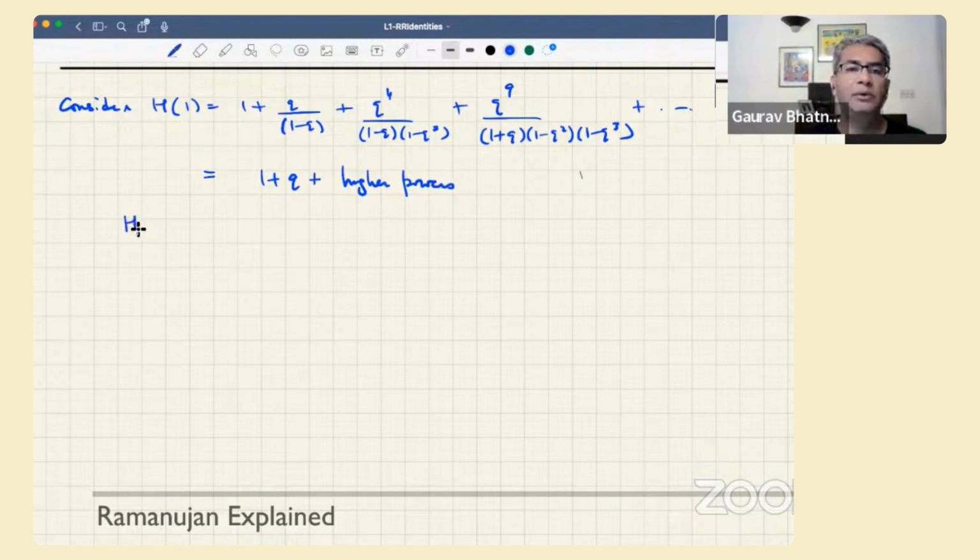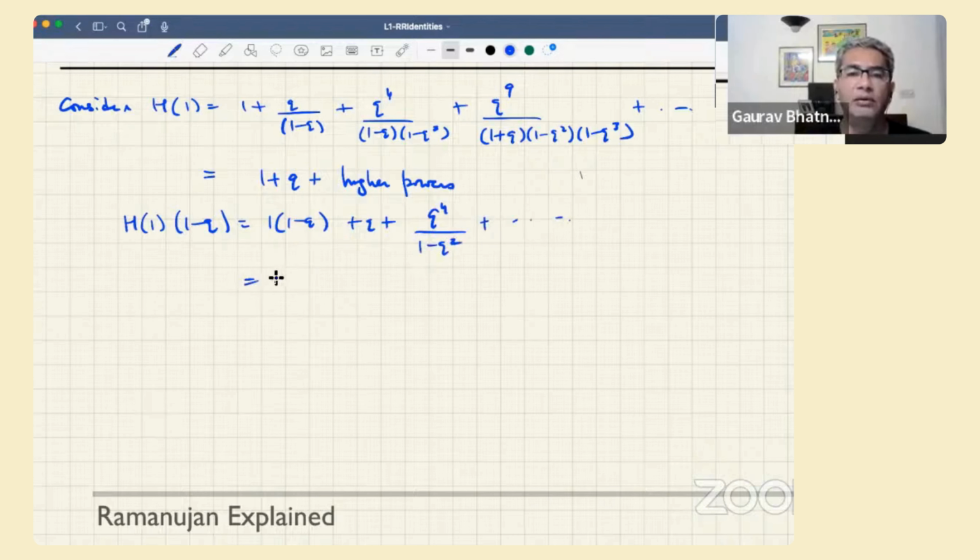So I multiply both sides by 1 minus Q. So what do I get? I get 1 plus, sorry, 1 times 1 minus Q plus Q here, plus I'll get Q raised power 4 over 1 minus Q square plus blah, blah, blah. And this guy will give me 1. This Q will cancel and I'll get 1 plus Q raised power 4 over 1 minus Q square plus. So this is 1 plus Q raised power 4 plus higher power.